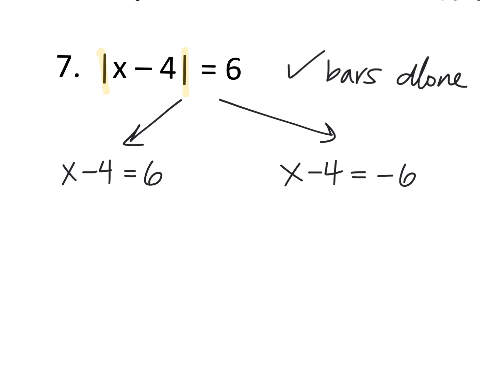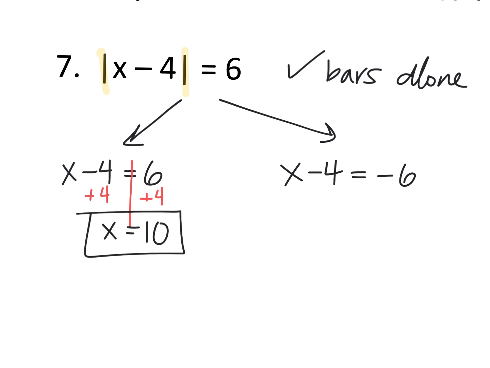Okay, again, if you are someone who likes to do this like a balancing line, you can. I see minus 4, what's the opposite of subtraction? Addition. So you always do the opposite when you're moving something to the other side. That would get me x is equal to 6 plus 4 is 10. So that's one of your answers.